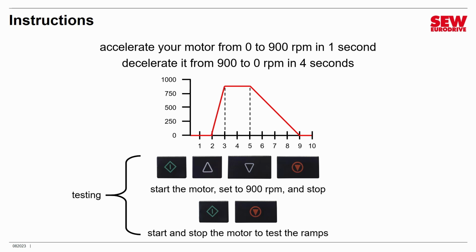And then once you've done that, reset your stopwatch, hit the stop button on the VFD, time that, and it should take 4 seconds to come down to 0. So that's an easy way to test it. Preset your speed and then use start and stop to bring the drive up and down.